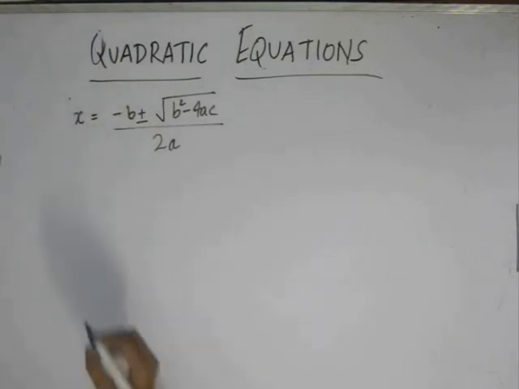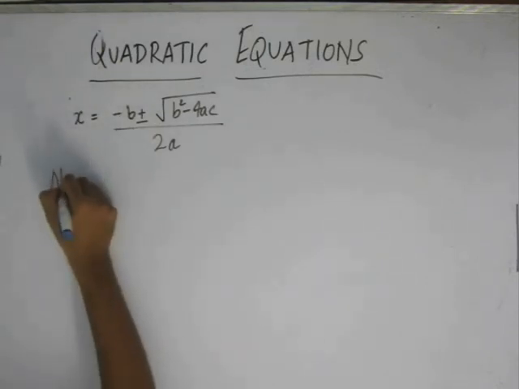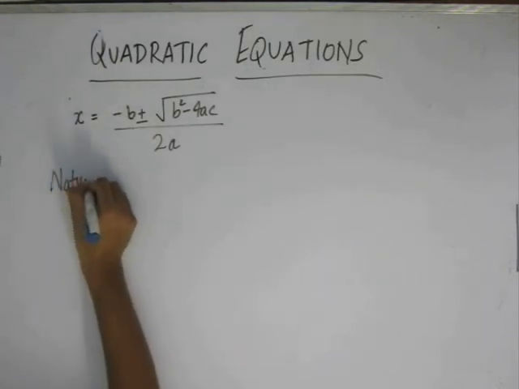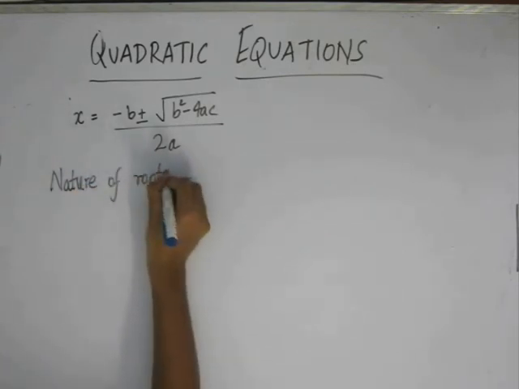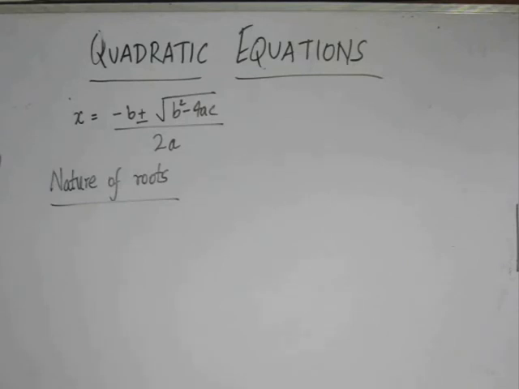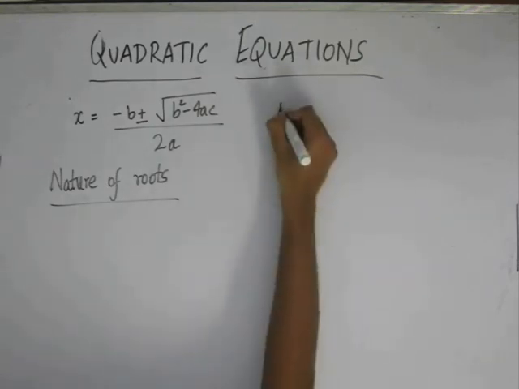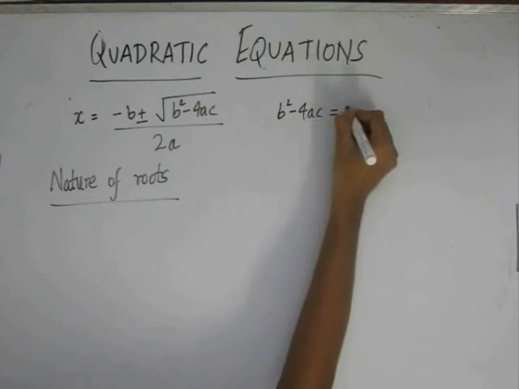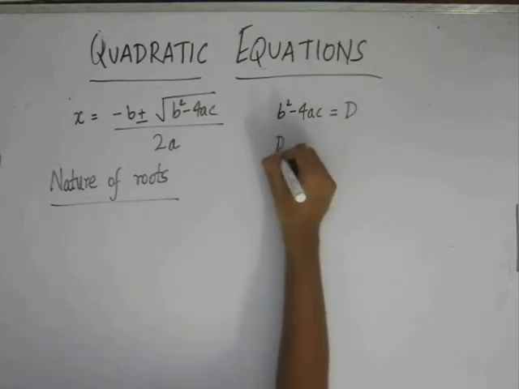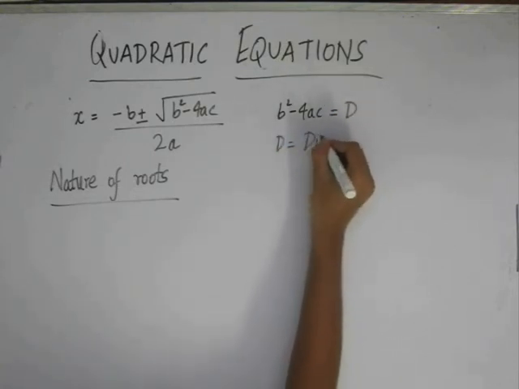So let us analyze what will be the nature of roots in different situations. Let us call b square minus 4ac as D. D is called the discriminant for a given quadratic equation.